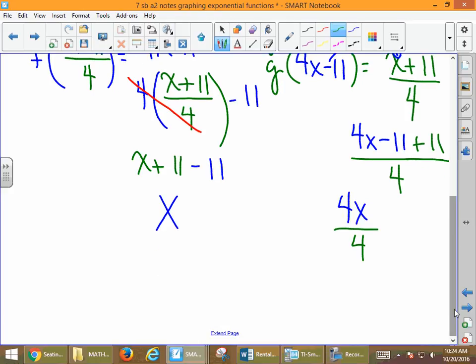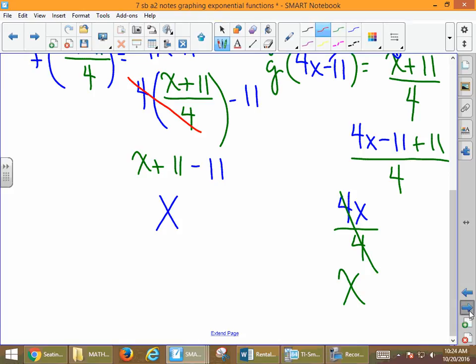And then finally, what does 4x divided by 4 equal? It equals x. The 4's cancel out. 4 divided by 4 is 1. And then we verify that we do have inverses, because both of those functions ended up equaling x.